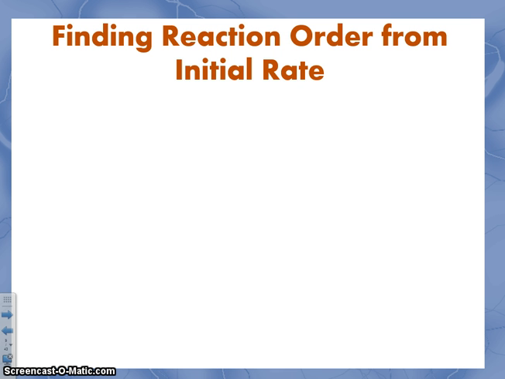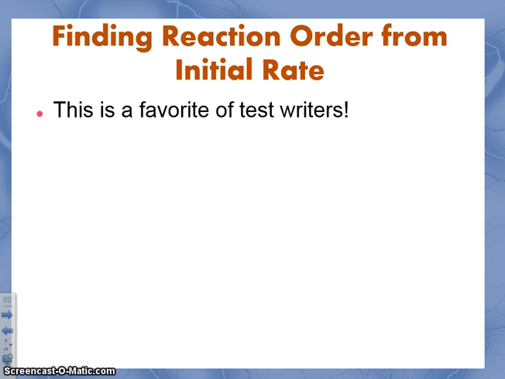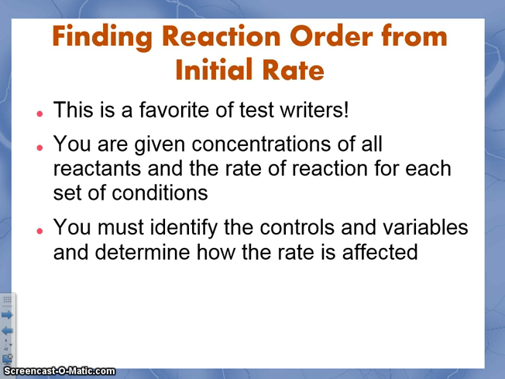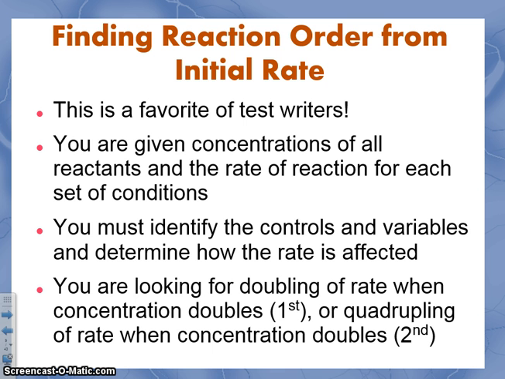There's another way of finding the reaction order using the initial rates of the reaction. This is a favorite of test writers. You're given the concentrations of all the reactants and the rate of reaction for each set of conditions. You then have to identify what is being controlled between two runs and what is changing between those two runs, and determine how the rate is affected by changing that concentration.